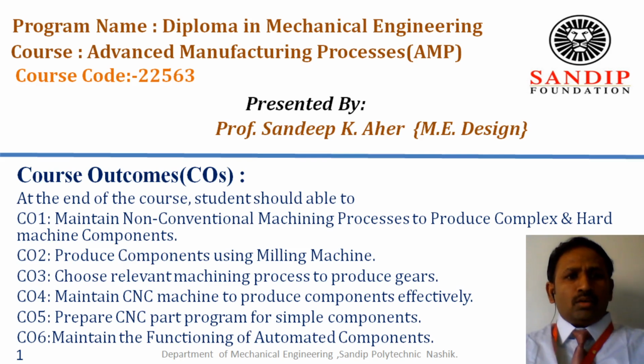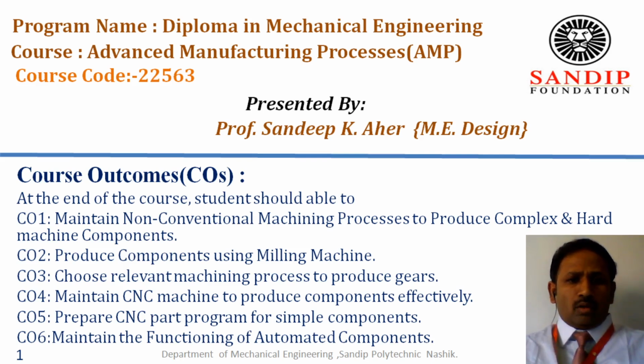So friends, today we are going to discuss a new subject, Advanced Manufacturing Process. It is shortly called AMP, and the course code is 22563. As 22 indicates, as per the MSBT curriculum, every 5 years the course is revised. So the G scheme was 70, and after 5 years it is 22. Then 5 indicates the 5th semester and 63 is the course number. Course means the subject.